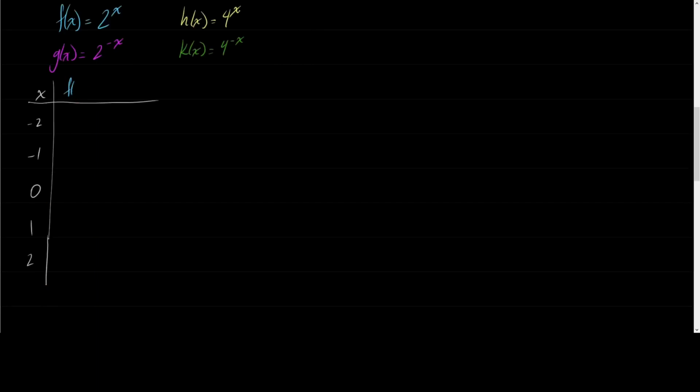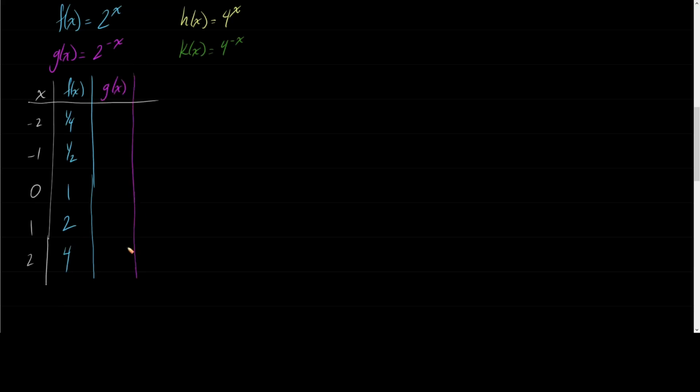And for f of x, well, what do we get? Plug in -2, 2 to the -2 is 1/4. Plug in -1, 2 to the -1 is 1/2. Plug in 0, 2 to the 0 is 1. Plug in 1, 2 to the 1 is 2. Plug in 2, 2 to the 2 is 4. Now let's look at g of x.